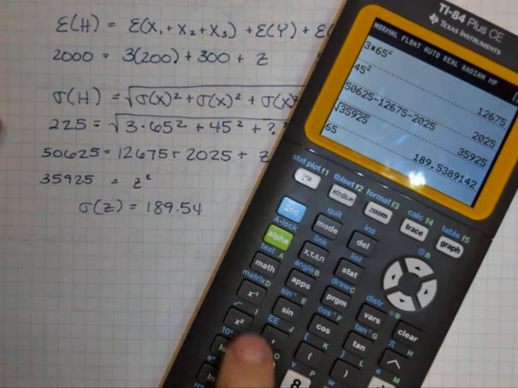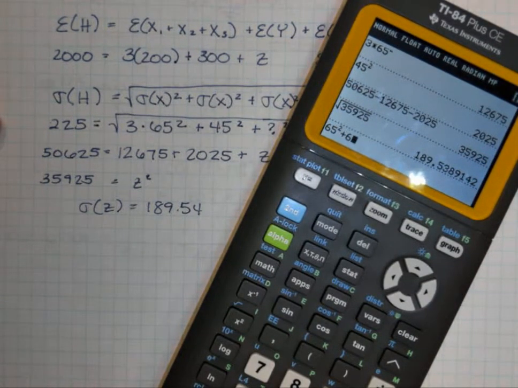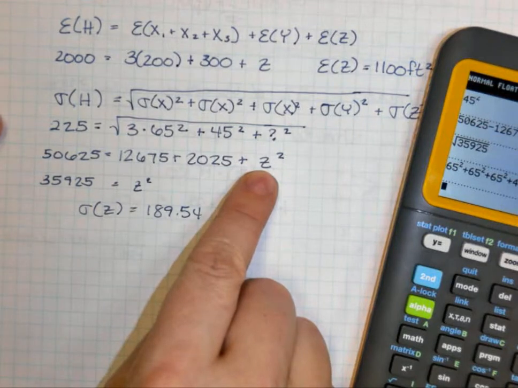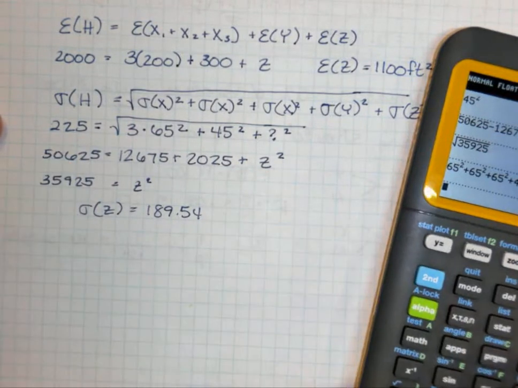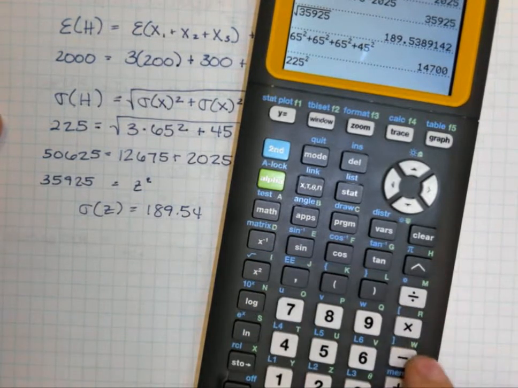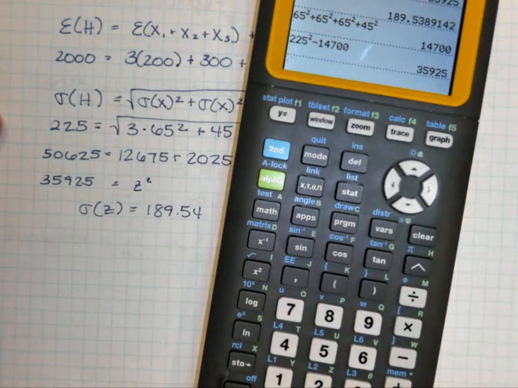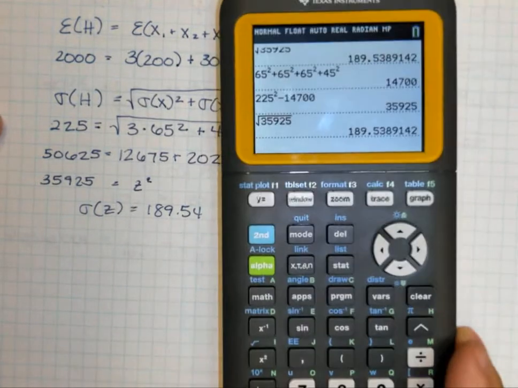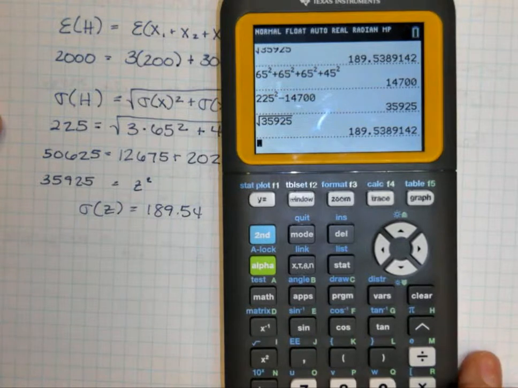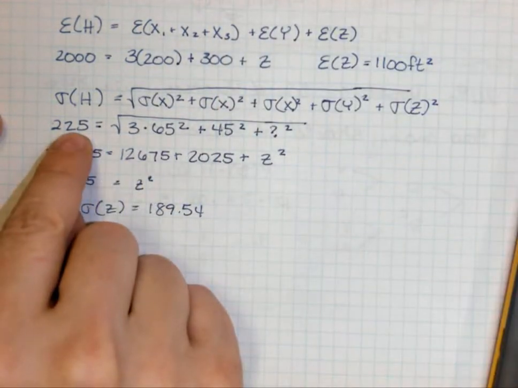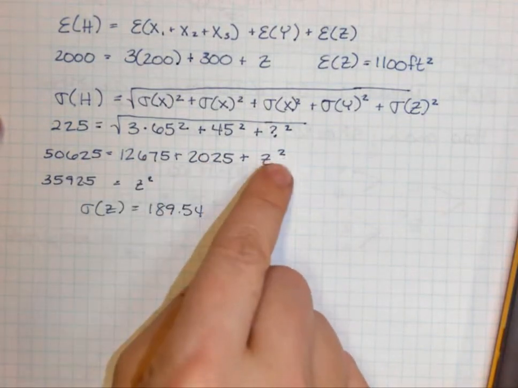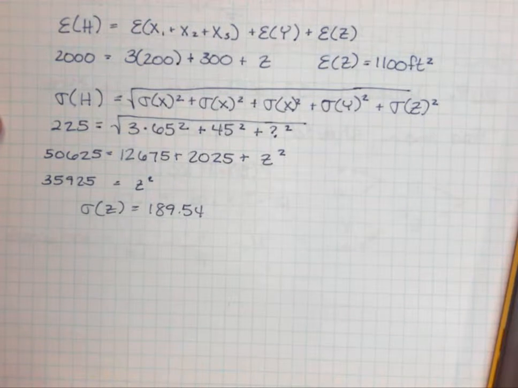for 65 squared. So 65 squared plus 65 squared plus 65 squared plus 45 squared. But then there's going to be something else under there. So if I square this side, I'm going to say 225 squared minus that. And then I'm going to take the square root of that. Because I squared the 225, right? And so I had this equation by itself. So I solved for whatever was at the end. And then I took the square root.